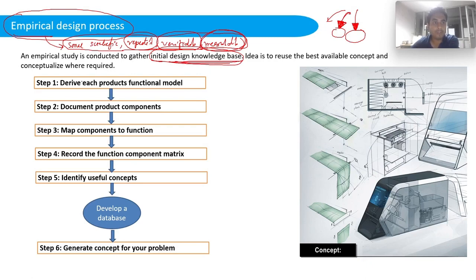So for that, what we do, we collect various products which you think are appropriate for your particular problem, and you try to derive each product's functional model. So for example, in this example I gave, your father often slips when he walks. So maybe you try to identify some sort of solution for that.